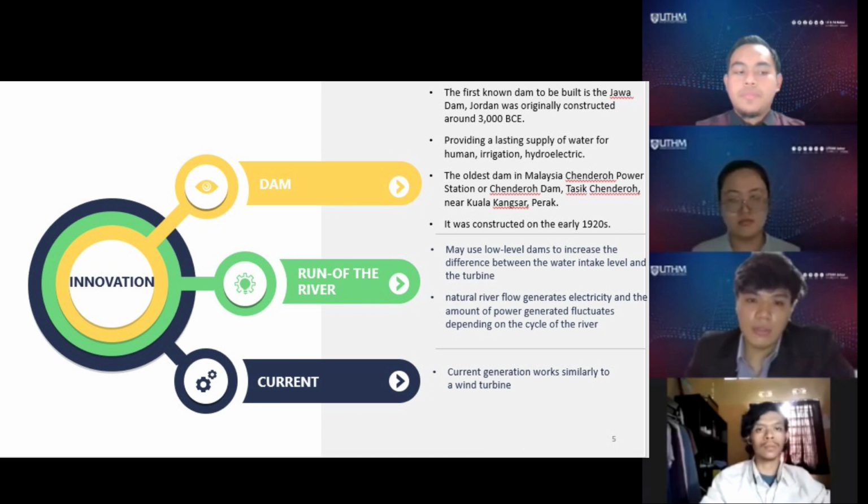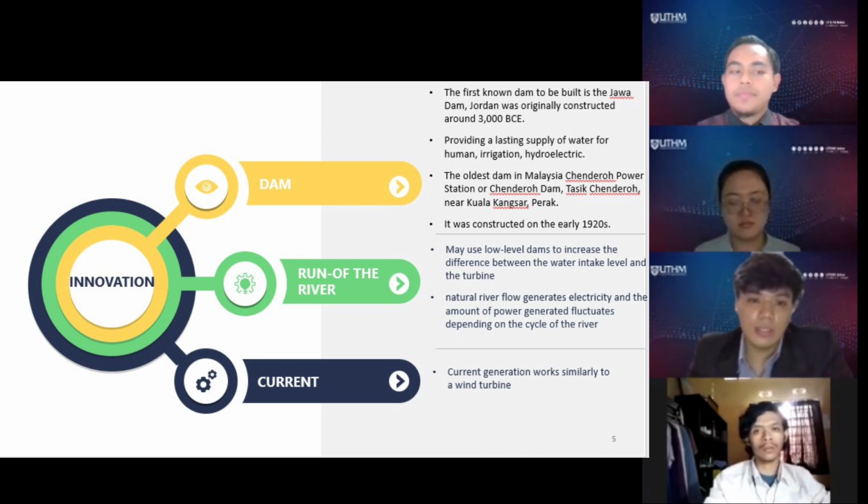Here, I have two advantages for this innovation, run of the river. The first is cleaner power and fewer greenhouse gases. Run of the river hydroelectric plants do not have a reservoir, thus eliminating the methane and carbon dioxide emissions caused by the decomposition of organic matter in the reservoir of a conventional hydroelectric dam. This is a particular advantage in tropical countries, where methane generation can be a problem.